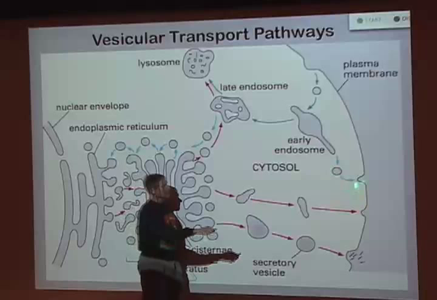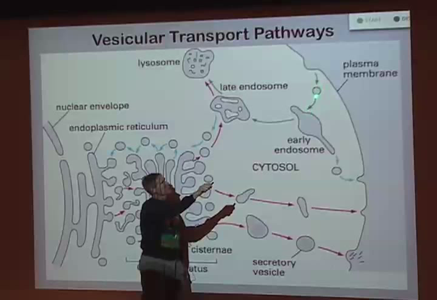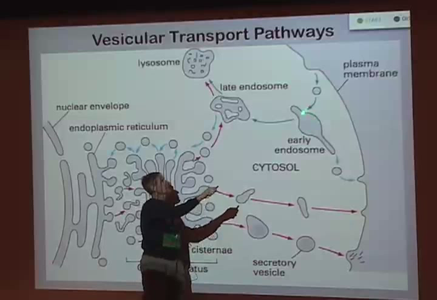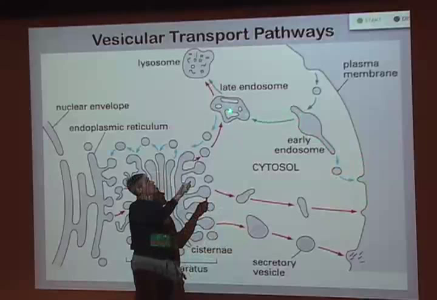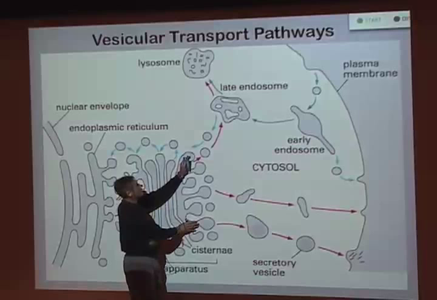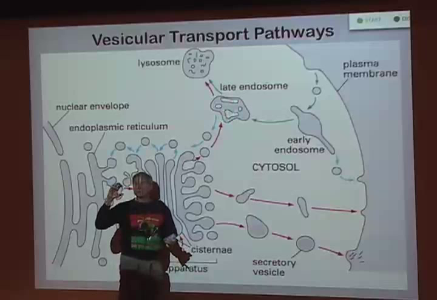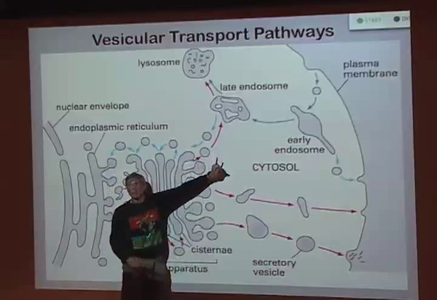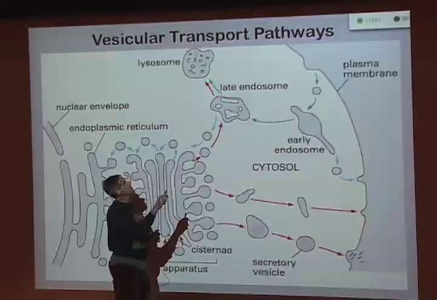But wait, there's more. From the plasma membrane, proteins are internalized and fuse with early endosomes. From early endosomes, you can either recycle back to the plasma membrane, or go to late endosomes, which then fuse with lysosomes. Lysosomal enzymes are taken from the trans-Golgi network. Lysosomes contain all these proteases and nucleases, things that chew up proteins. You don't want them in the cytoplasm, right? So they're delivered specifically to late endosomes, which then are delivered to lysosomes.